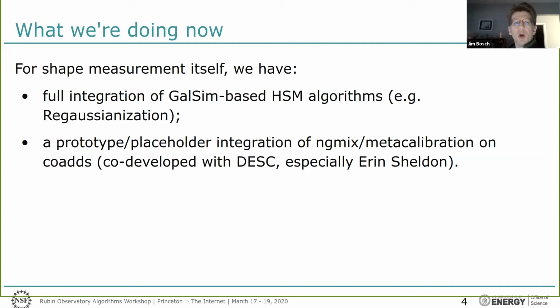And we also have what I would consider a prototype or placeholder integration of NGMix and metacalibration that runs on our coadds. This was co-developed with DESC, especially Aaron. We basically threw it together during a hack week.